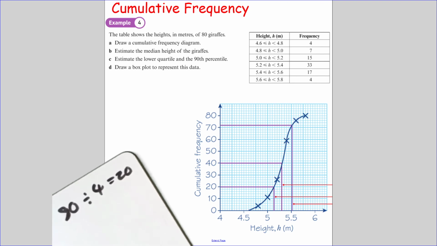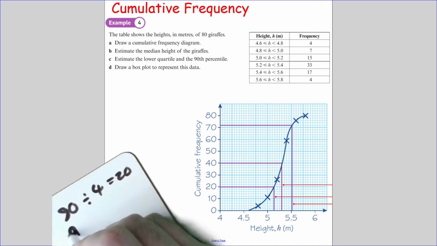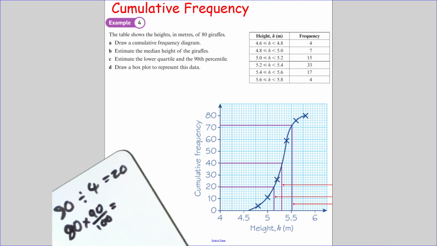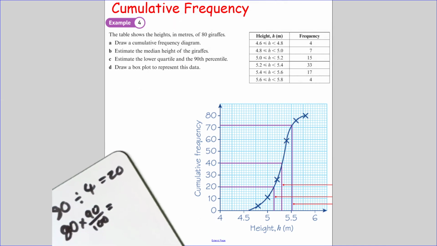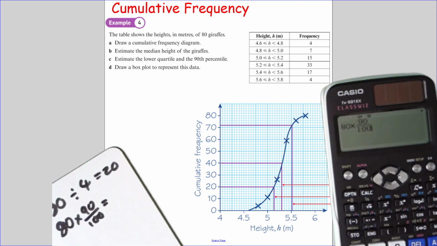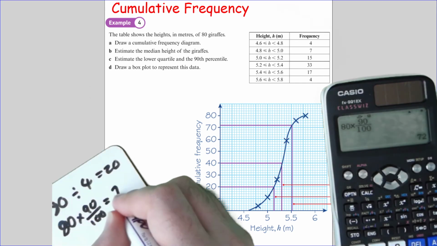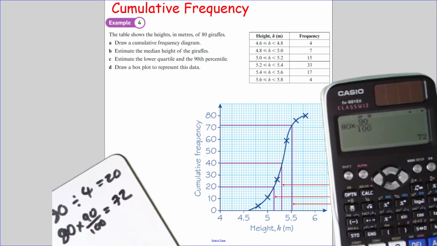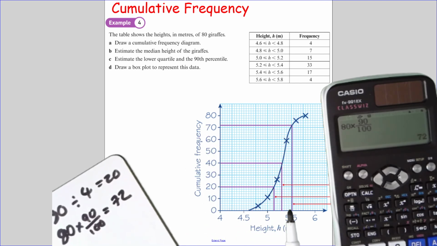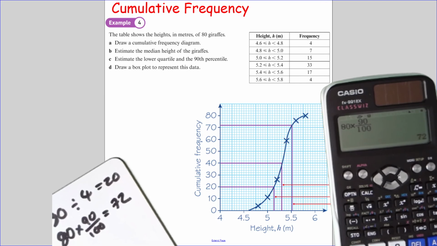When it comes to doing the 90th percentile, we're going to do 80, which is the number of things, times 90 over 100. So if we do this on our calculator, we have 80 times 90 out of 100, we get 72. So when we come to calculate this, we're going to look at the 72nd value here, scroll along, rule it down, read off the bottom. It's just over 5.5.